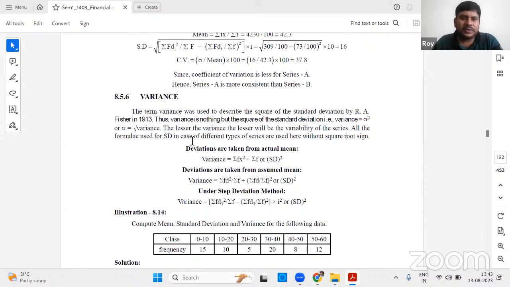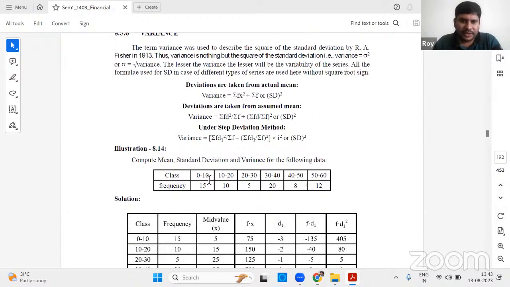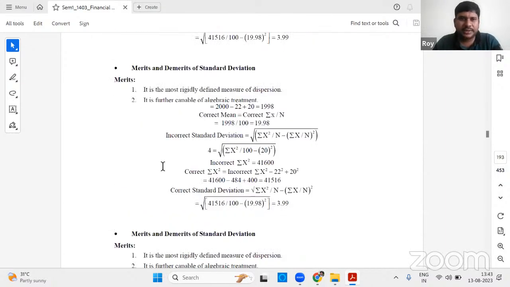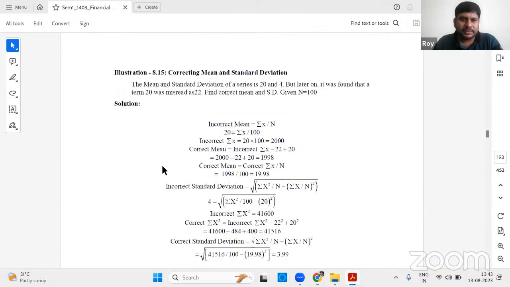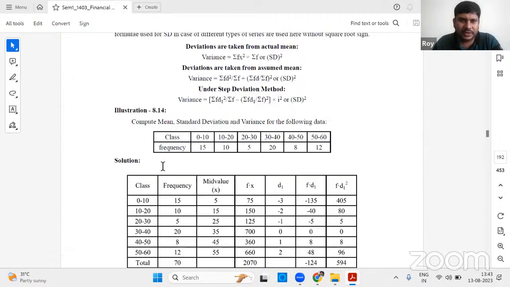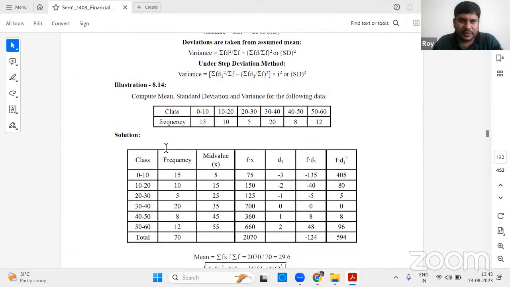All the formulas used for SD in case of different types of series are used here without the square root sign. Okay, we can see this illustration. Already we have seen this yesterday. By correlation, the mean and the standard deviation we need to calculate. If you take this example: compute mean, standard deviation, and variance for the following.